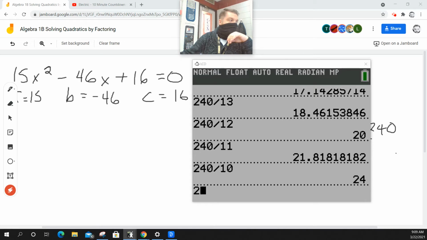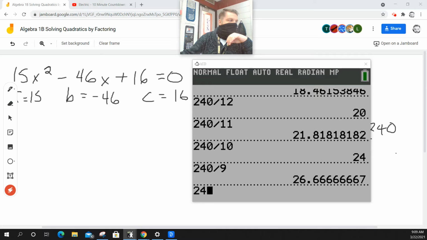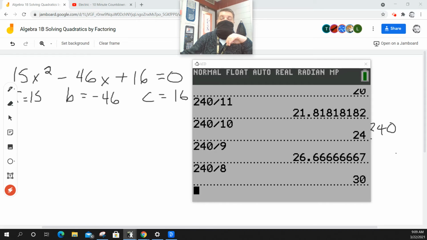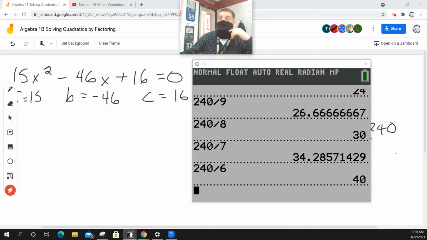So I'm going to say 240 divided by 9. Now, when you use a calculator, it goes a lot quicker. That doesn't work. 240 divided by 8. 30. 30 plus 8 is 38. See the pattern? So then I'm going to say 240 divided by 7. That won't work. 240 divided by 6. 6 plus 40 is what? 46.